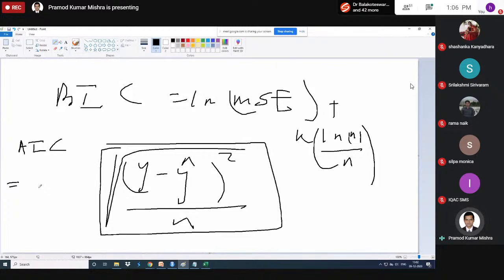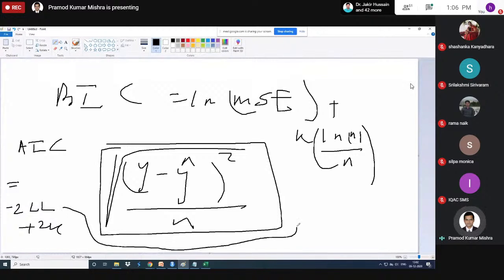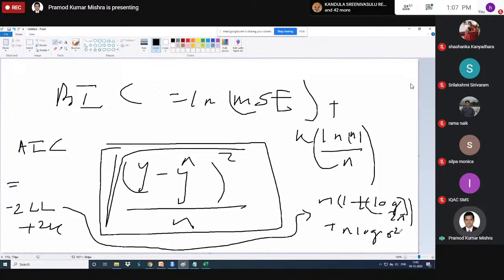AIC is something that you can calculate with respect to your likelihood: minus 2 log likelihood, plus 2 times K. The 2 log likelihood is due to n into (1 plus log 2 pi), plus n log sigma square. These are the two things used to find the best fit ARIMA models.